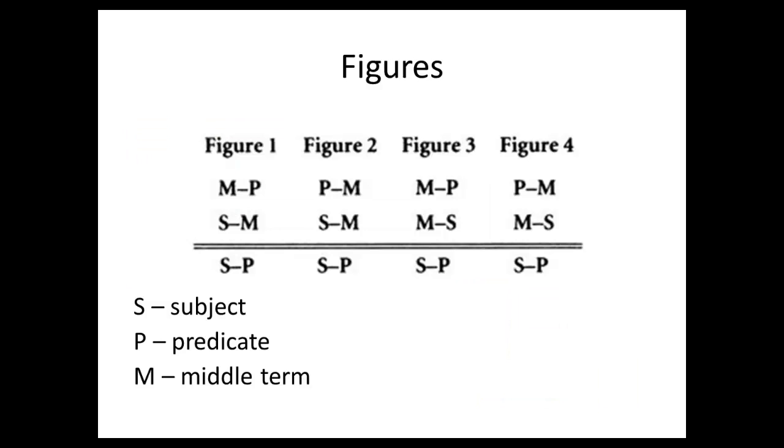Now there are only four figures a syllogism can take. S is the subject of the conclusion, P is the predicate of the conclusion, and M is the middle term. Note that the conclusion is the same in all figures. The predicate is in the first, or major premise. The subject is in the second, or minor premise.